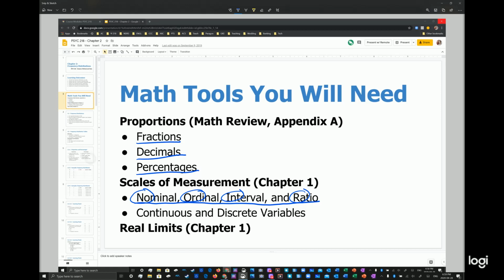We also want to be able to distinguish between continuous and discrete variables. Continuous, think decimals. Discrete, think integers. And you can go back to chapter 1 if you need to review these types of variables and scales of measurements. And finally, the concept of real limits and how we get the real upper or real lower limits. That's going to apply in our continuous variables as well.